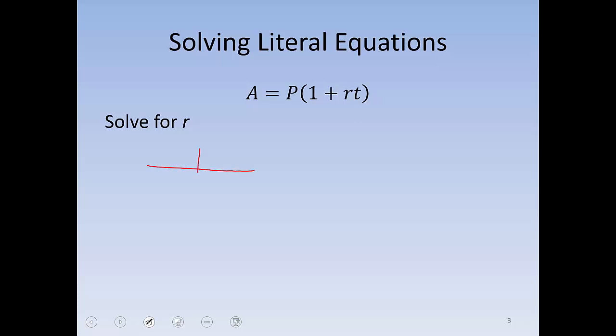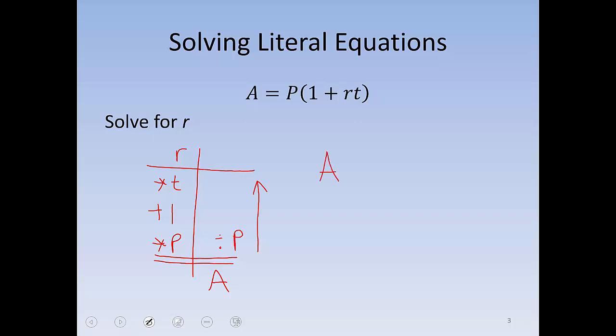So I'm going to start by writing down what happened to r, and it looks like r was multiplied by t, and then this 1 was added to it, and then it was multiplied by p. And the result of that was to get a. So a was the result after we took r, multiplied it by t, added 1, and then multiplied it by p. So to undo this, we're going to have to divide by p.